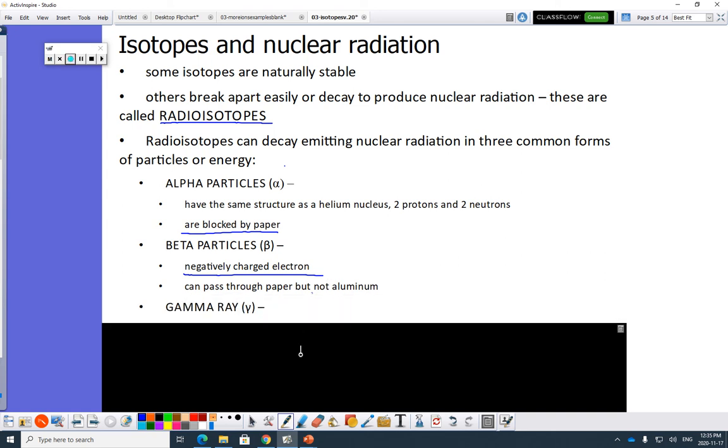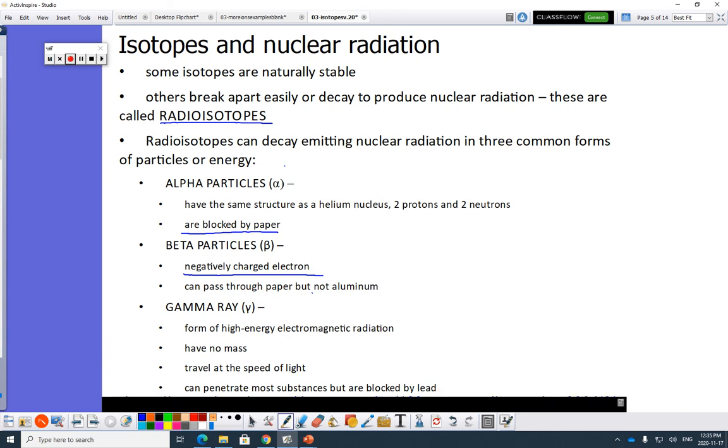And then the last one is gamma. So this is the one that superheroes often seem to have. It has no mass, sorry. Blocked by lead. So you could not be exposed to gamma radiation and turn into the Hulk. That's not a thing. Sorry to burst your bubbles, but not yet anyways.